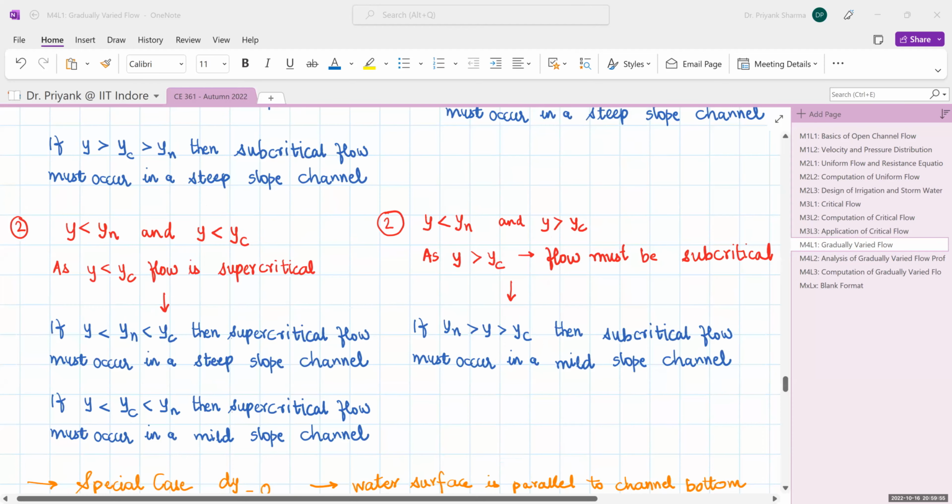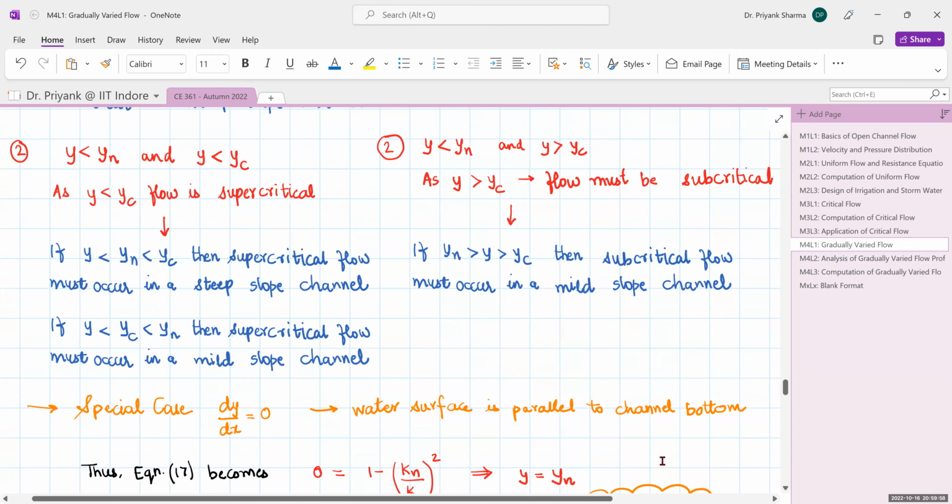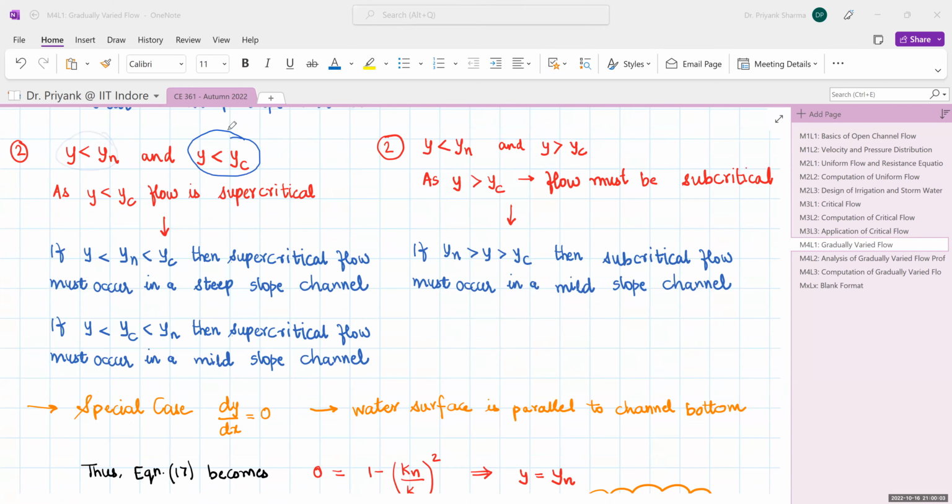Second case, when both numerator and denominator are negative, so your y is less than yn and y is less than yc. So when y is less than yc, it is a supercritical flow. Again, two cases are possible, that is y less than yn less than yc. So this condition, yn less than yc, that is a steep slope channel, so supercritical flow on a steep slope channel. And next condition, y less than yc less than yn, so this is a mild slope channel, yc less than yn, so again supercritical flow on a mild slope channel, so that will result in a backwater curve.